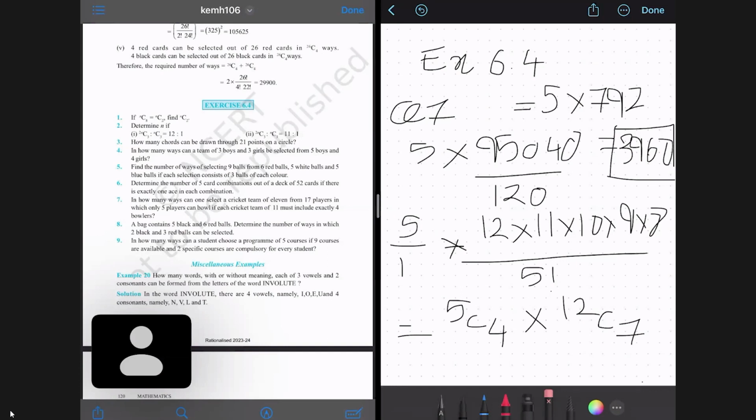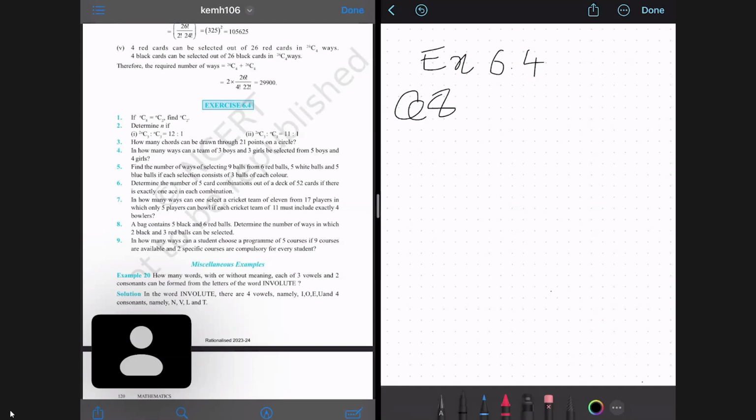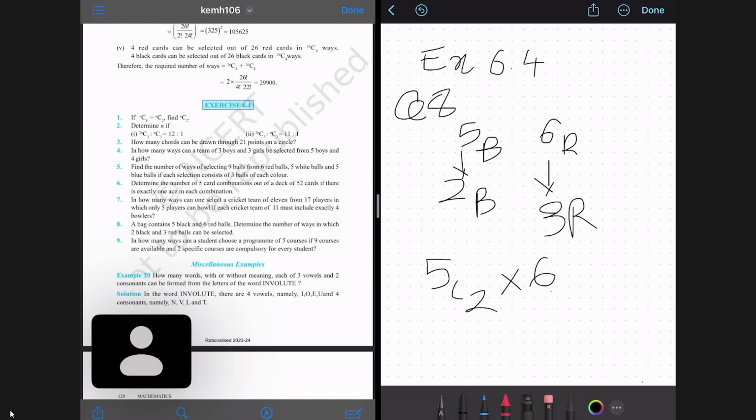So moving on to question number 8 for the day. A bag contains 5 black and 6 red balls. Determine the number of ways in which 2 black and 3 red balls can be selected, right? So of 5 black balls, we need to select 2 black balls, and of 6 red balls, we need to select 3 red balls.